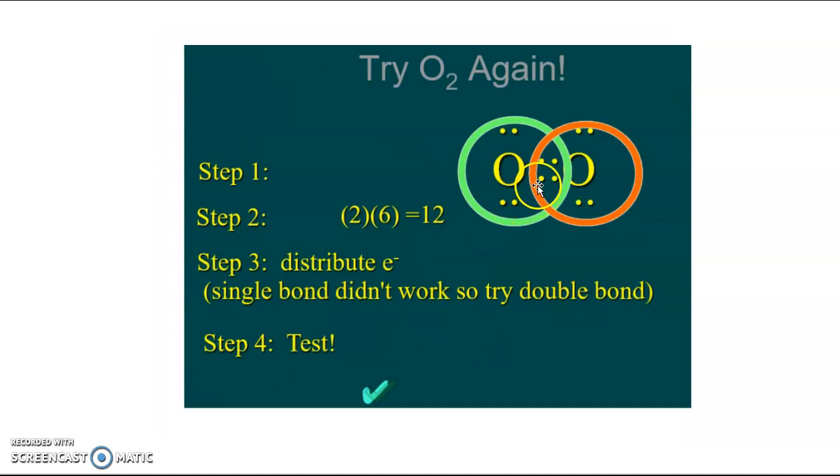What about if we represent a double bond between the atoms? Oh, in this case, we have 12 electrons around the 2 atoms. That's fine. And every atom gets 8 electrons for itself. Then this representation is fine.